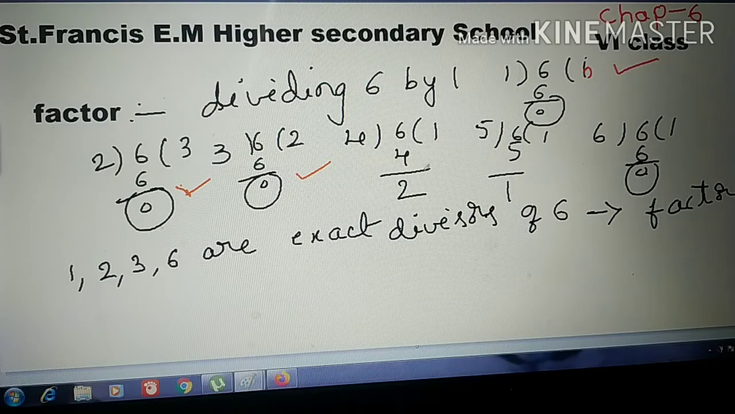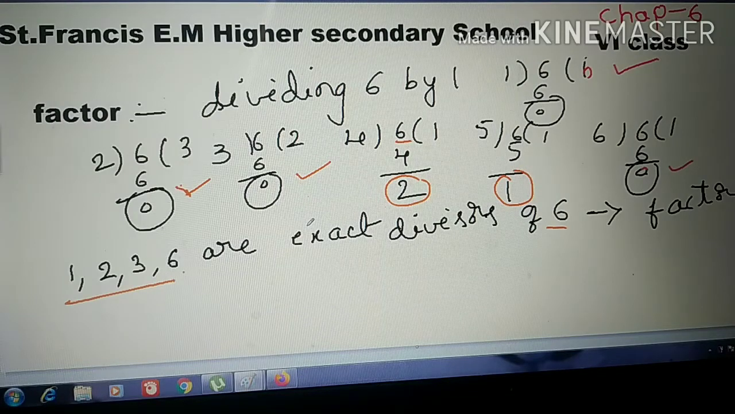If you observe 4, 6 is not exactly divisible by 4. Here we are getting a remainder. With 5, 5 ones are 5, here also you are getting remainder 1. Now dividing 6 with 6, 6 ones are 6, you get 0. So 1, 2, 3 and 6 are the numbers that are exact divisors of 6. These will be called factors of 6. Factors of 6 means 1, 2, 3 and 6.